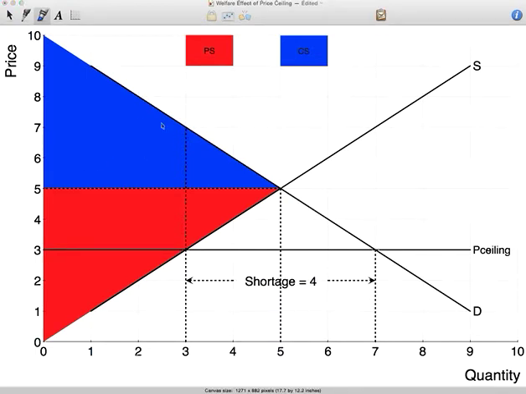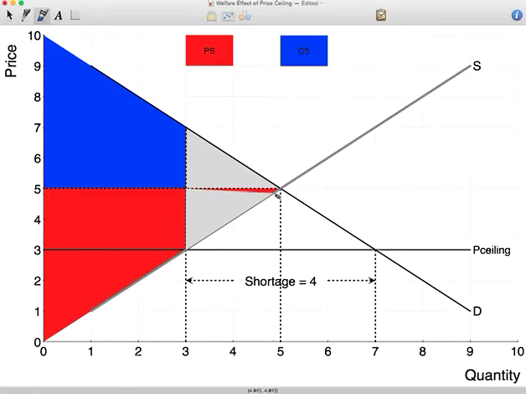So let me make this gray. So we have this area here, which is consumer surplus that used to exist, that does not exist anymore. And this area here, which is producer surplus that used to exist but does not exist anymore. Both of these areas are deadweight loss. So these gray areas are the deadweight loss, and I guess to illustrate this, I'll put a box here colored gray.